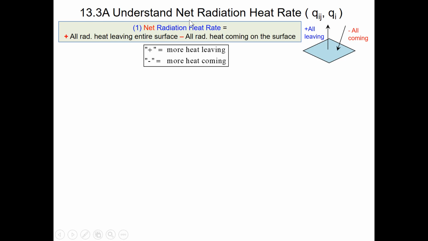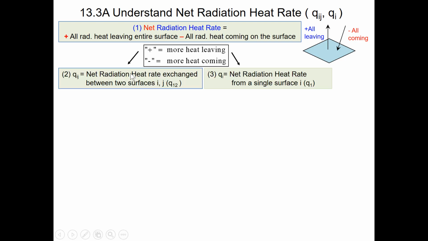A. Understand the net radiation heat rate. First, the net radiation heat rate is defined as all radiation heat leaving the surface minus all radiation heat coming on the surface. Therefore, if the net radiation heat rate has a positive sign, it indicates more radiation heat leaving the surface. Otherwise, more is coming.